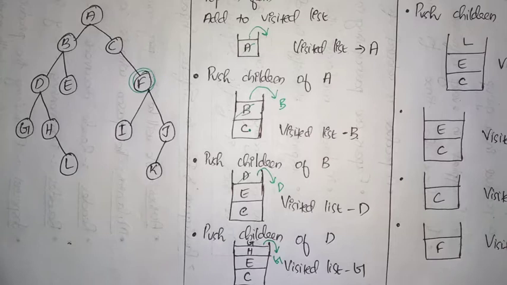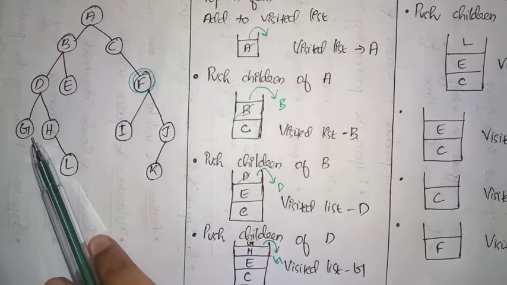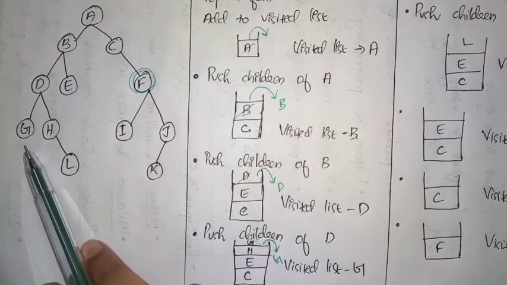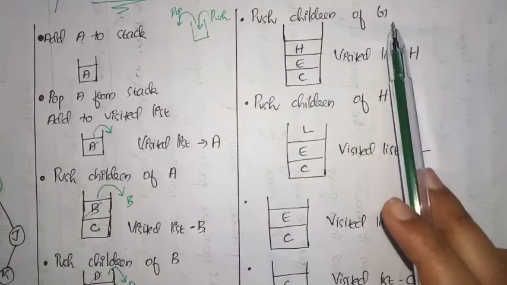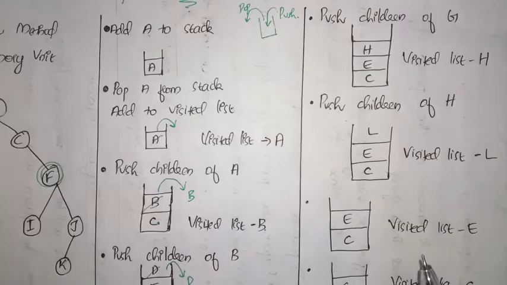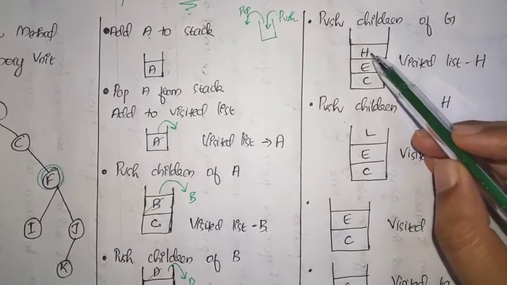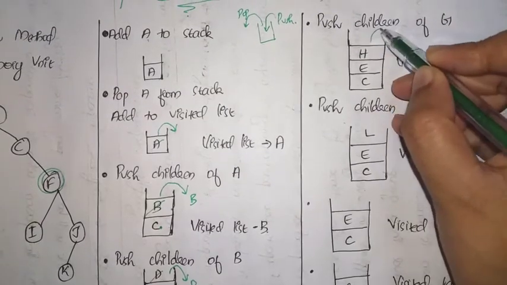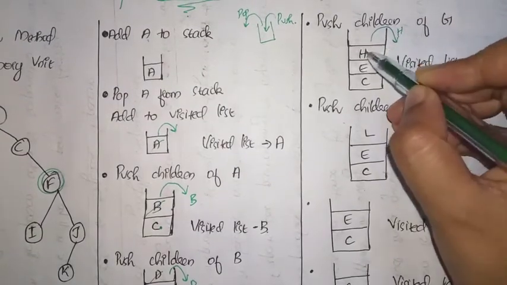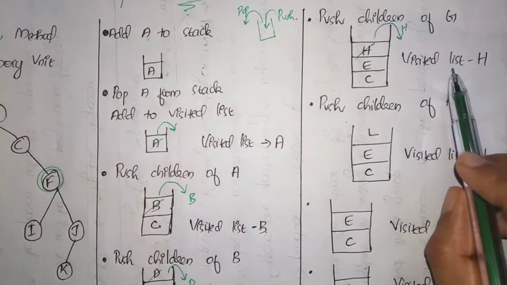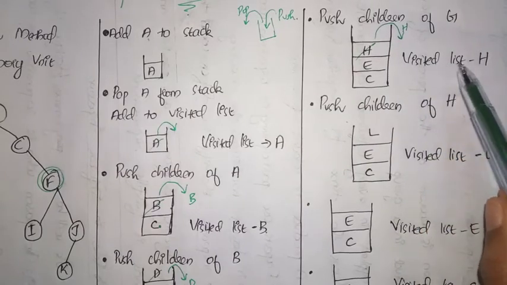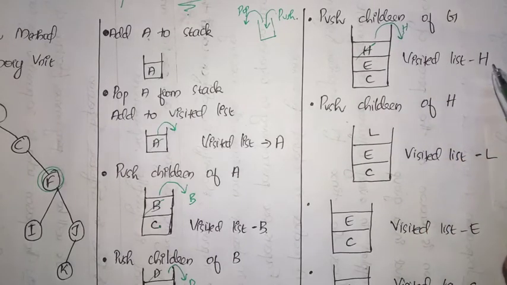We check whether G has any children. Here we know that G does not have any children. It is a leaf node. So now the topmost element present in this stack is H. We will pop this H out of the stack and add it into the visited list. So now the visited list has the element H.